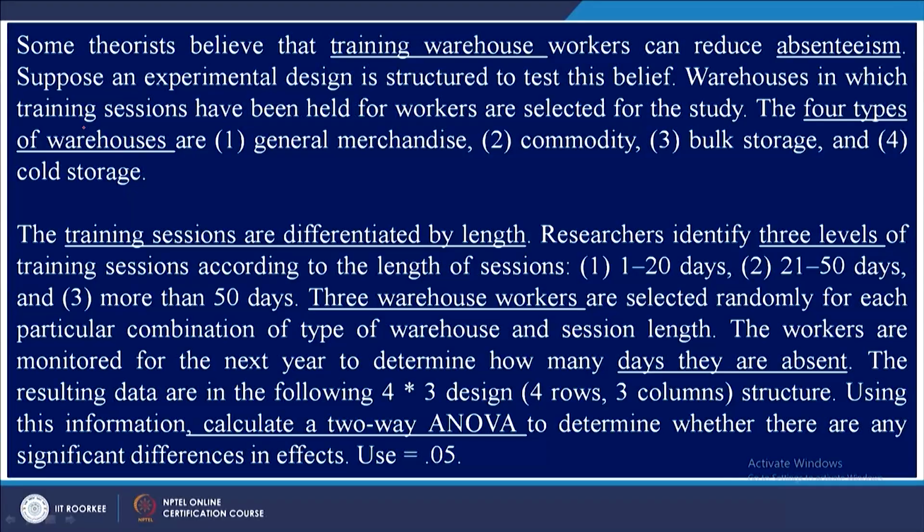So, let us say some theorists or managers believe that training the employees of the warehouse will reduce absenteeism, right, and they thought of doing some experiment. So, they selected workers from 4 different warehouses. Let us say warehouse number 1 is the general merchandise warehouse, second is the commodity warehouse, third is the bulk storage warehouse, and fourth is the cold storage warehouse, right.